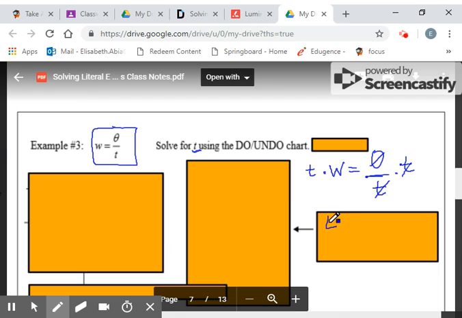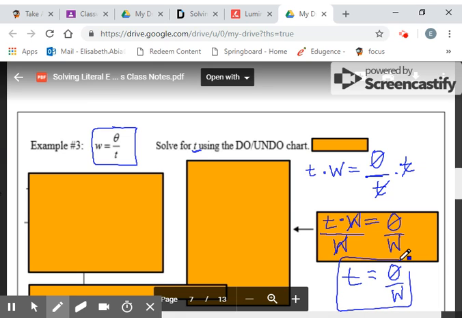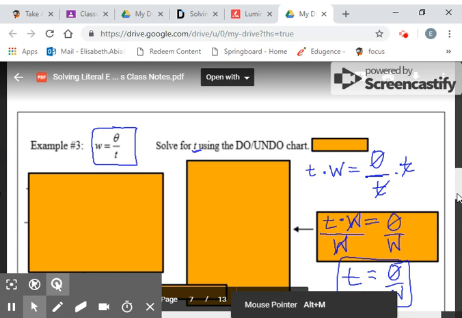So now we have t, my t looks like a plus sign, times w equals theta. Are we done? No, because we didn't want theta by itself. We wanted t by itself. So we're going to divide by w to undo that multiplication. And then we get what we want. The w's cancel out on the right side, leaving us with t equals theta divided by w. And that's our answer. All we're doing is opposite operations. Moving on to the next one.